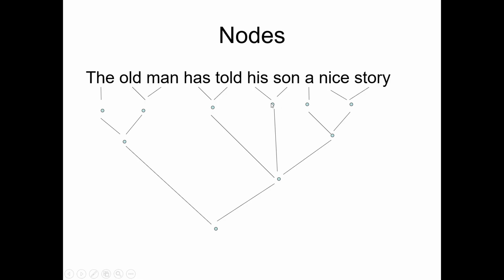His son, what do you call this node? Noun phrase. A nice story, noun phrase. Has told, verb group. Has told his son a nice story, verb phrase. And the whole thing will be called sentence node or clause node.